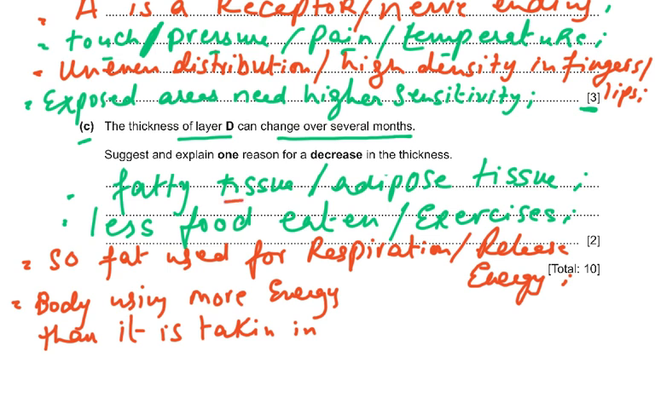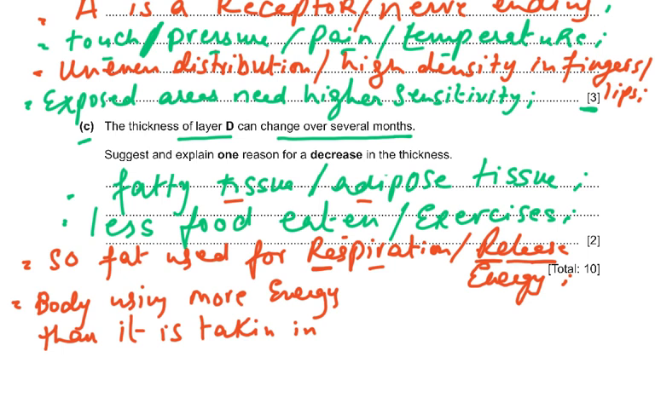Fatty tissue, adipose tissue, 1 mark. Less food eaten, or the person is exercising more, so the fat is being used for respiration. And please understand, respiration is to release energy. Most often students write produce energy. Now that is very wrong. It's wrong biological English. You don't write produce energy. Energy cannot be created or destroyed. That's the law of thermodynamics.